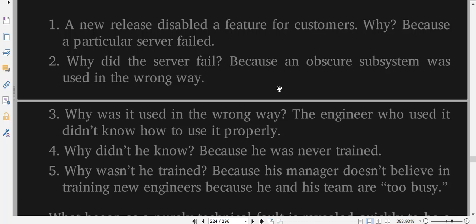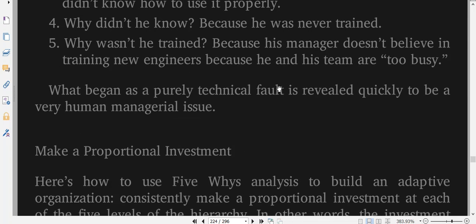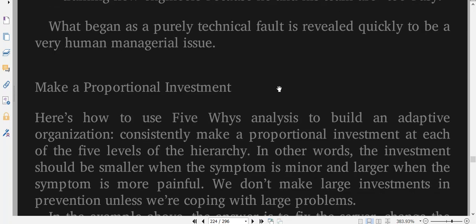Number three, why was it used in the wrong way? The engineer who used it didn't know how to use it properly. Number four, why didn't he know? Because he was never trained. Number five, why wasn't he trained? Because his manager doesn't believe in training new engineers, because he and his team are too busy. What began as a purely technical fault is revealed quickly to be a very human managerial issue.